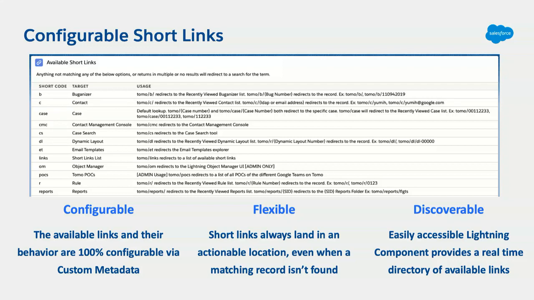Next, they're flexible, and they always try to land the user at least one step closer. If it can't find one specific record matching the query, it'll go to the global search with that query already run, so that the user is hopefully just one click away from getting to their record.